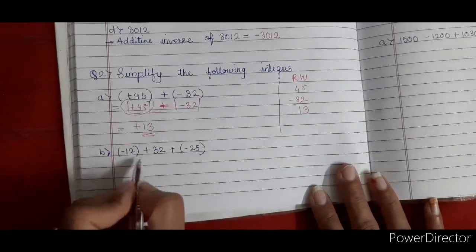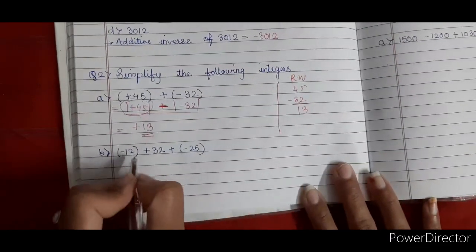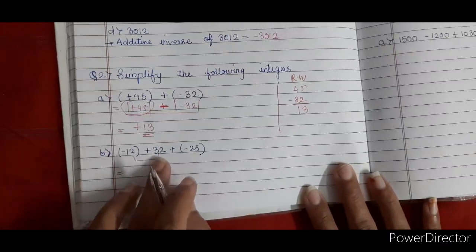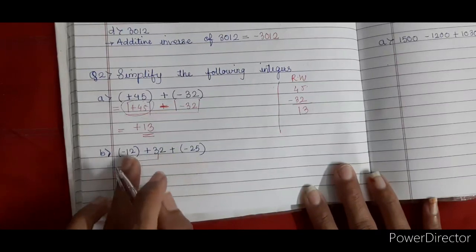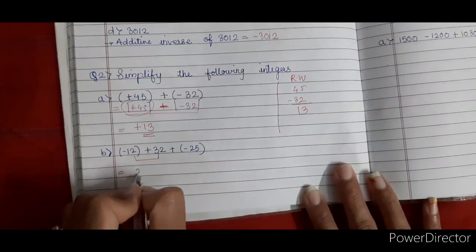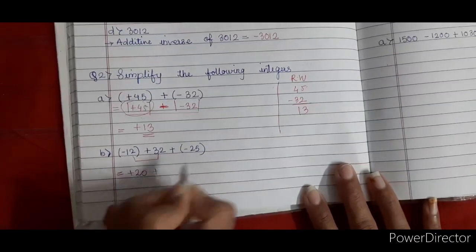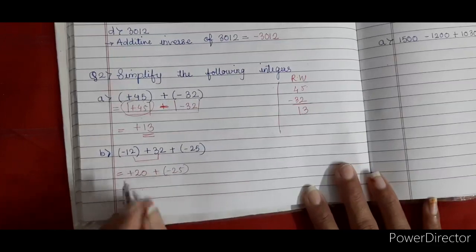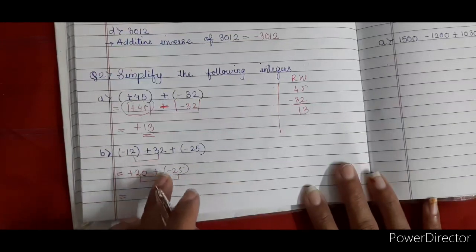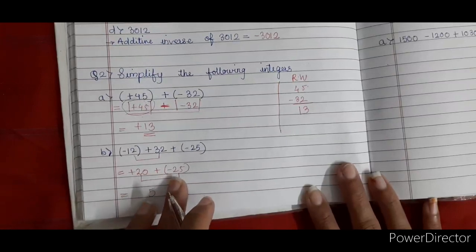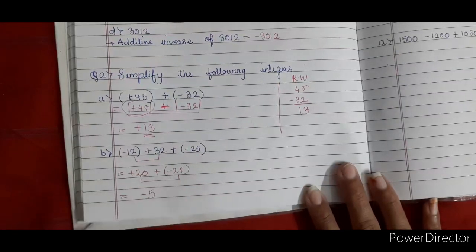Similarly, look here. We have three integers to be added. So we will add two at a time. We'll look for the sign. Both numbers have different signs. So I'll subtract 12 from 32. I'll get 20 and the sign is positive. Again, I'll write the third term. Again, I'll solve them. Both the integers have different sign. I'll subtract 20 from 25. I'll get 5. And the sign of larger number is minus. So my answer is minus 5.